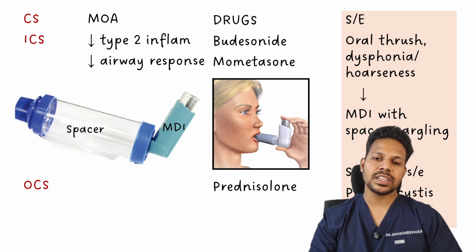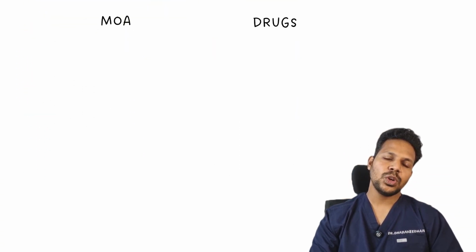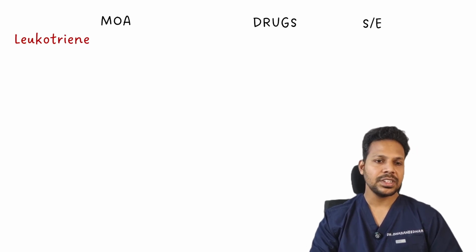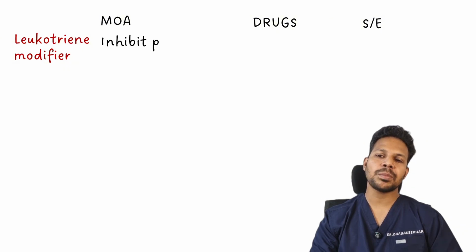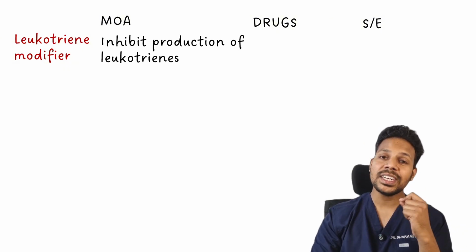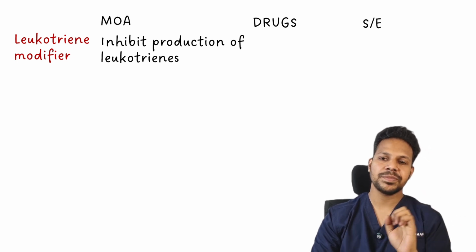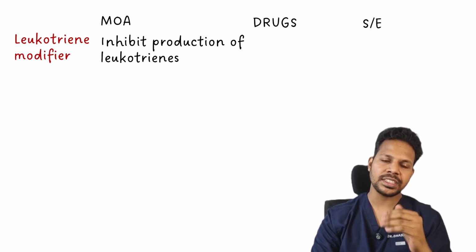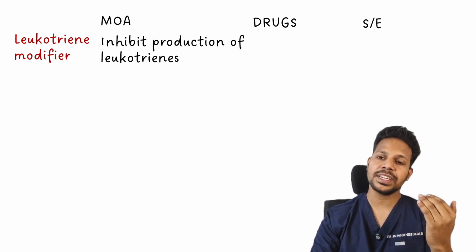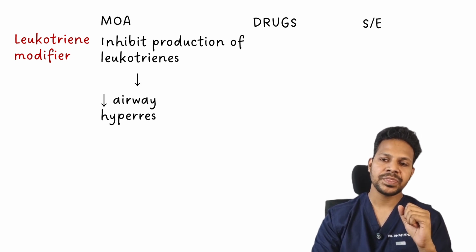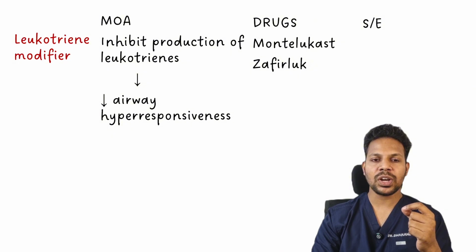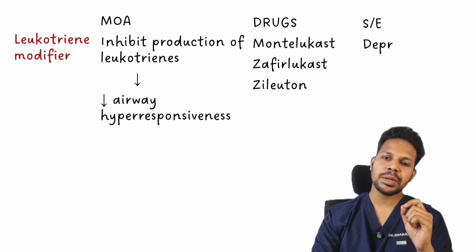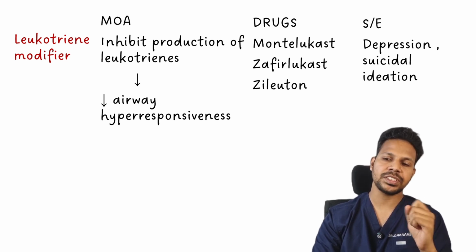Then the next group of drugs are the leukotriene modifiers. Leukotriene modifiers can be leukotriene receptor antagonists and leukotriene synthesis inhibitors. The leukotriene modifier drugs will inhibit the production of leukotrienes. This is the leukotriene synthesis inhibitor, that is zileuton. And we have the leukotriene receptor antagonists, which are montelukast and zafirlukast. Eventually, reducing the effect of leukotrienes will reduce the airway hyperresponsiveness. These are LTRA, and the leukotriene synthesis inhibitor is zileuton. The side effects are depression, sometimes suicidal ideation for these drugs.